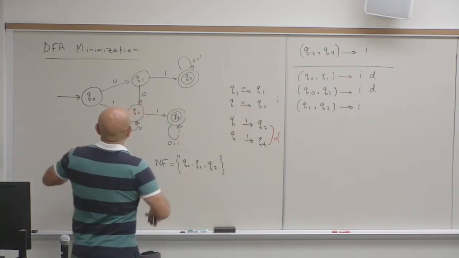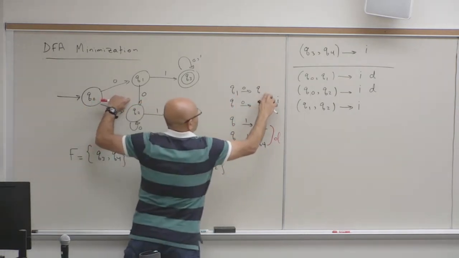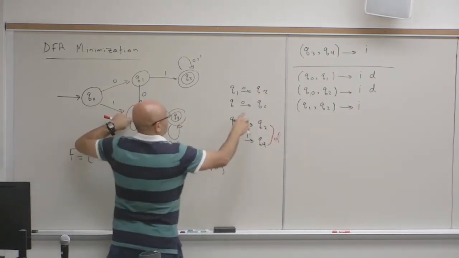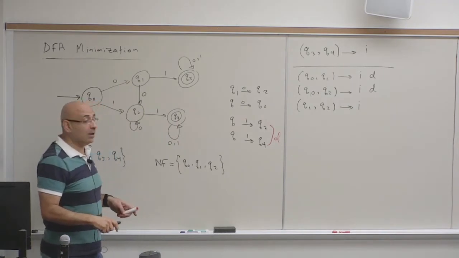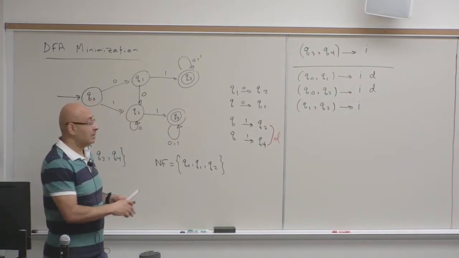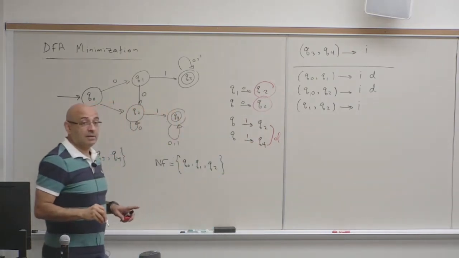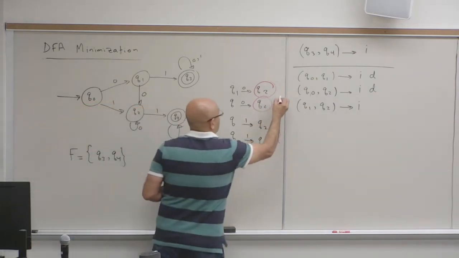On a 0, Q1 goes to Q2. On a 0, Q2 goes to Q2. Is this distinguishable or indistinguishable? Just look at these. Are these the same or not? They're the same. So this is indistinguishable.